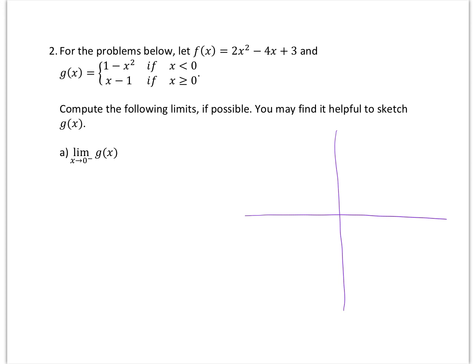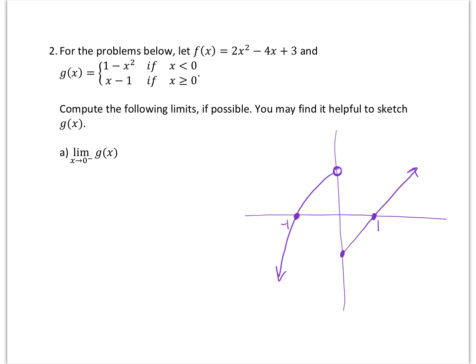Okay, so 1 minus x squared if x is less than 0. So if you were to put a 0 in here, you would get a 1. 1 minus 0 squared is 1. So 0, 1, but I'm putting an open circle because it's not actually defined there. And then this would be a parabola that opens down. It's going to cross the x-axis at -1. And then x minus 1 for x greater than or equal to 0. So if I plug in 0, I get -1. And that's going to be a line with a slope of 1, so it goes like that, crossing the x-axis at 1.